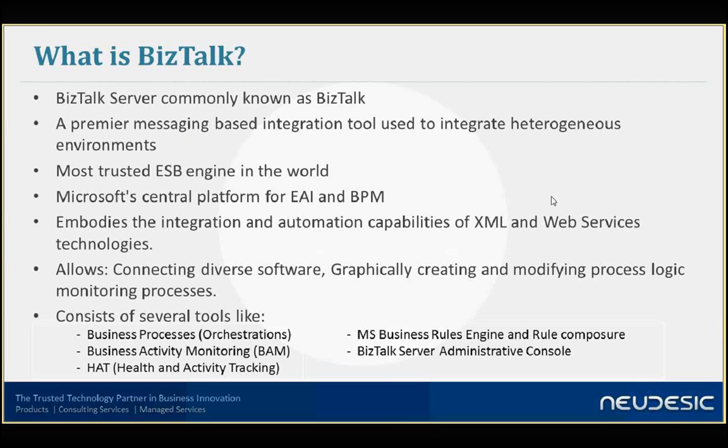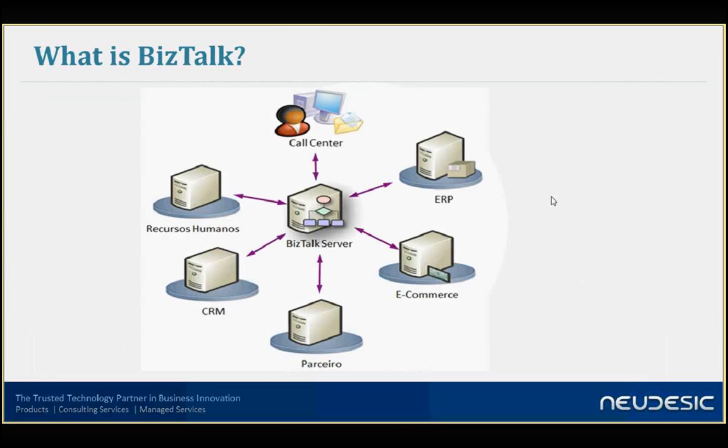BizTalk consists of various tools like the business process management orchestration tool. It has business activity monitoring, BAM. It has health and activity tracking. It has Microsoft's business rule engine integrated, and there are other configuration and administration consoles to manage various artifacts of BizTalk. So we'll see in the real world how BizTalk can solve a problem and try to understand what BizTalk actually is.